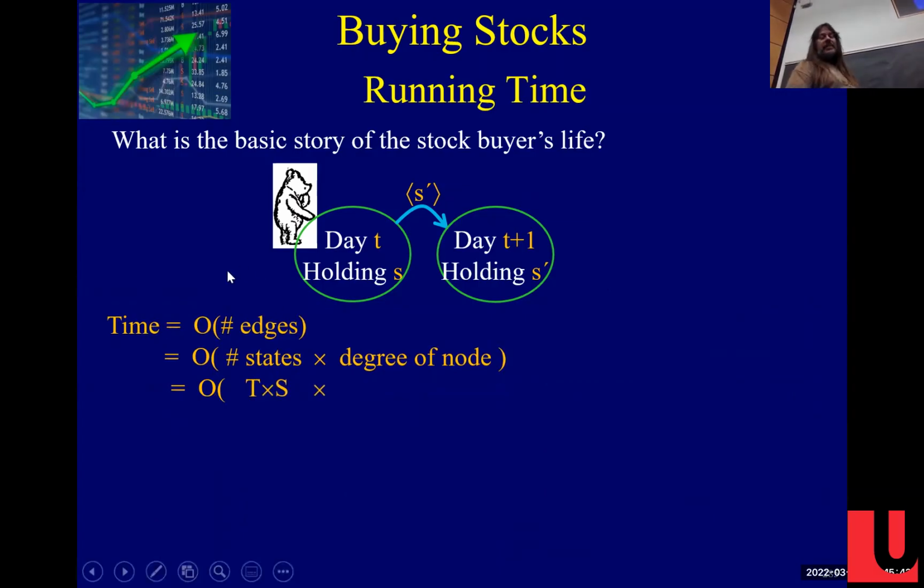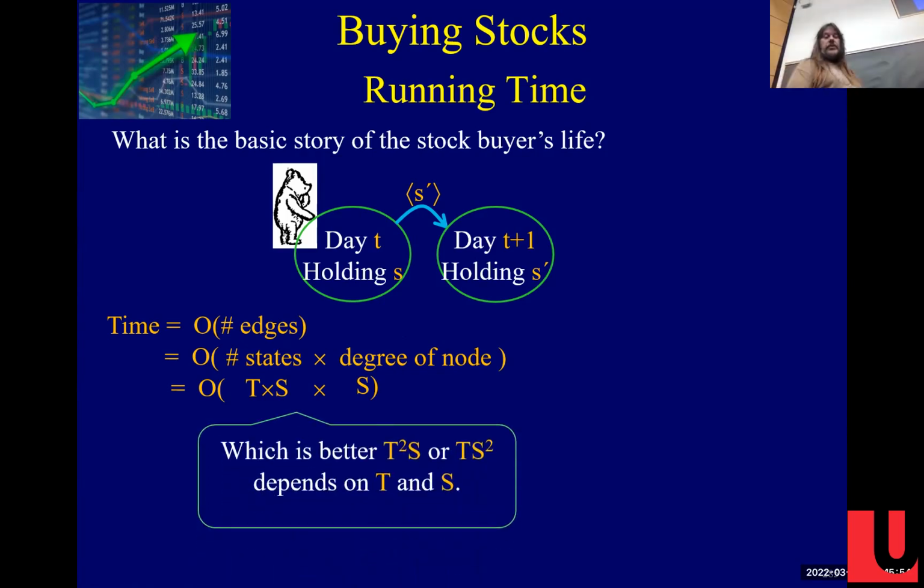The number of states is T times S, right? Because we have time and we have stock. But the degree, the number of edges coming out, is only S, right? And so now we have two algorithms, one T squared S and one T S squared, right?